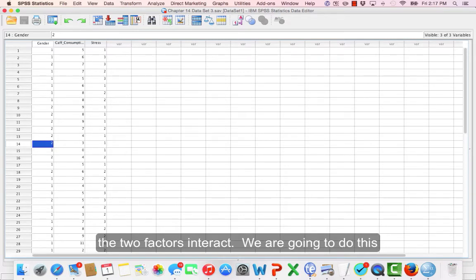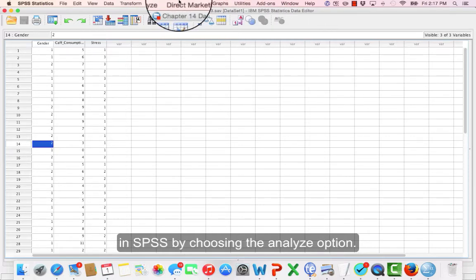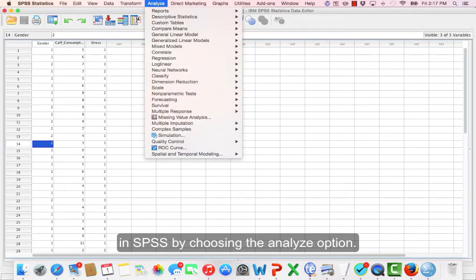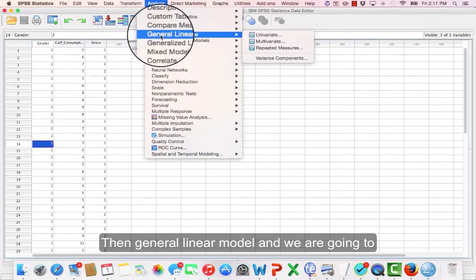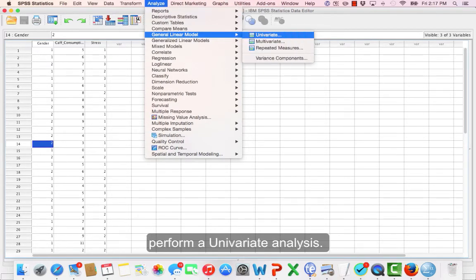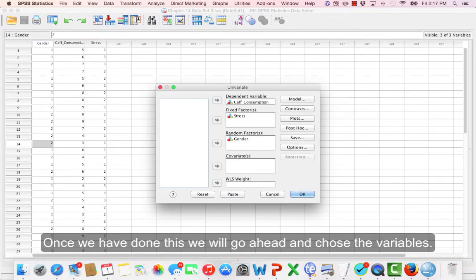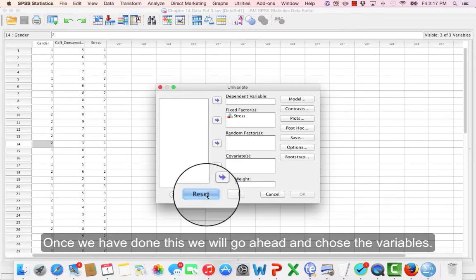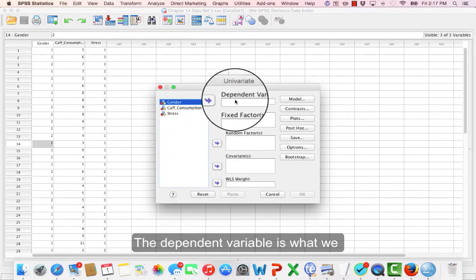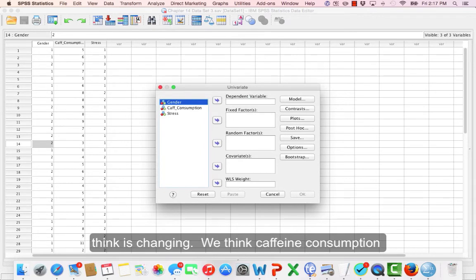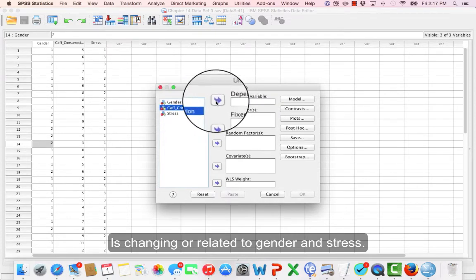the two factors interact. We're going to do this in SPSS by choosing the Analyze option, the General Linear Model, and we're going to perform a univariate analysis. Once we have done this, we will go ahead and choose our values. The dependent variable is what we think is changing. We think caffeine consumption is changing or related to gender and stress.